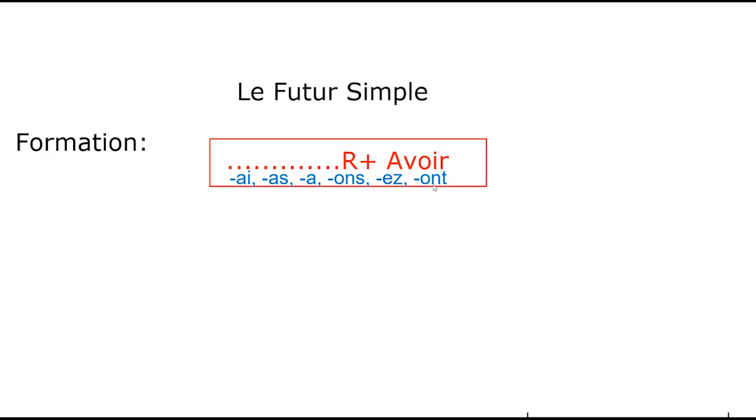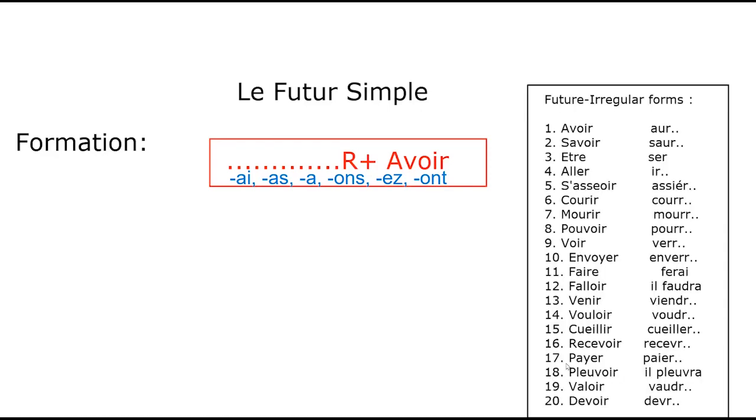Apart from the regular cases, here we have some irregular cases. These 20 verbs are irregular. So avoir, savoir, être, aller, these verbs cannot be written till r as a stem, and you just can't put the endings after this r. They have their own stem in future form. So they are called irregular forms.